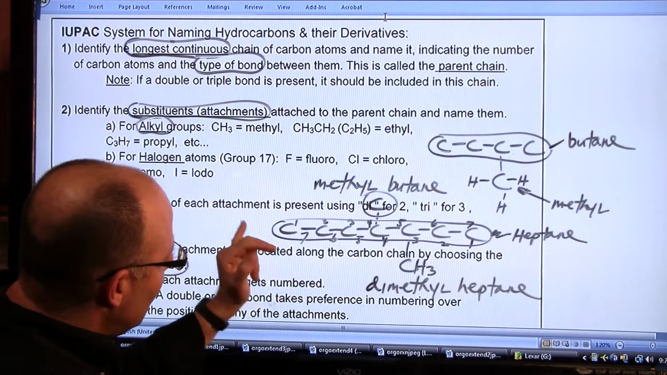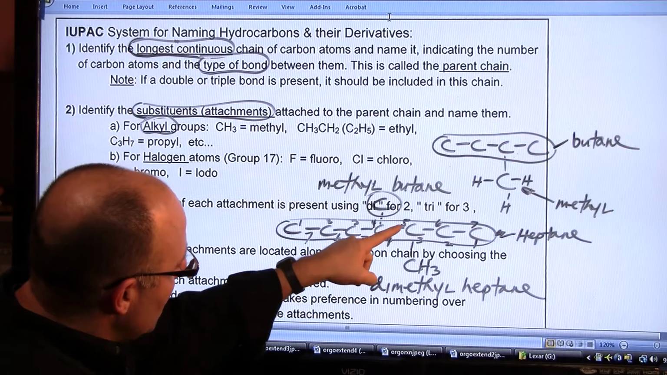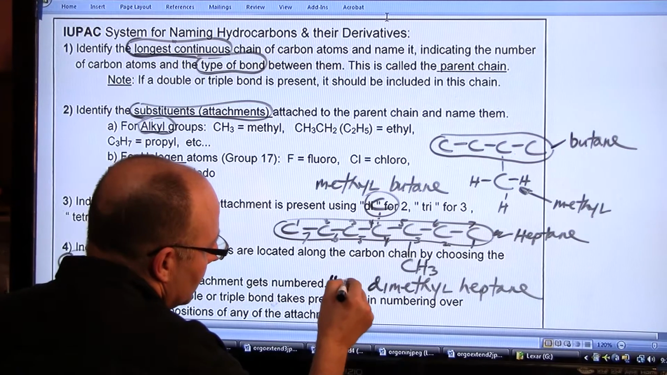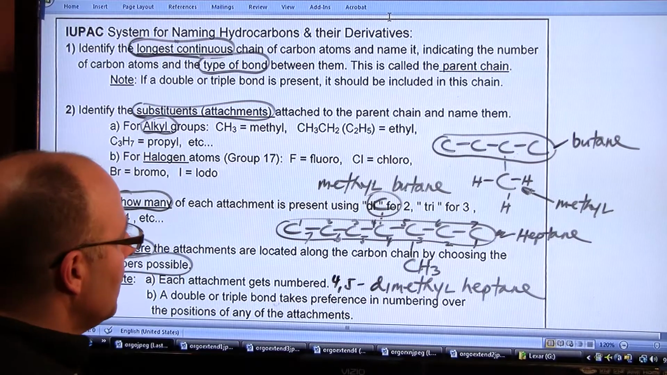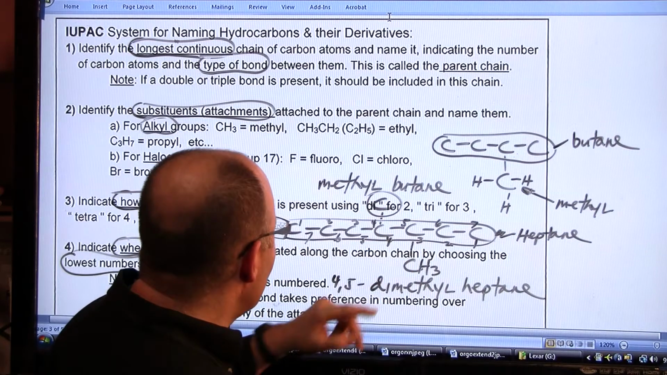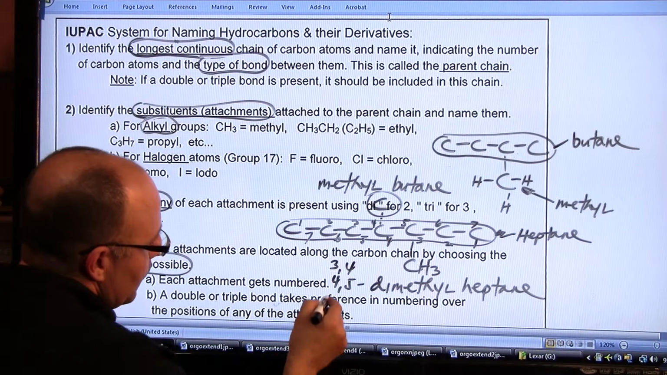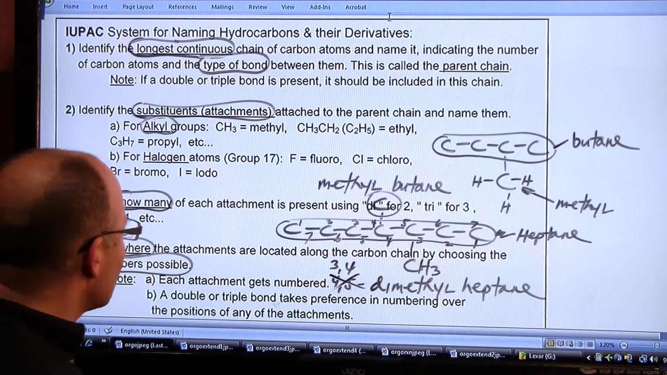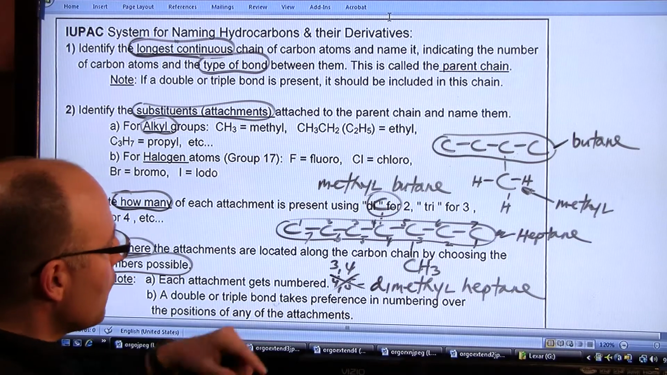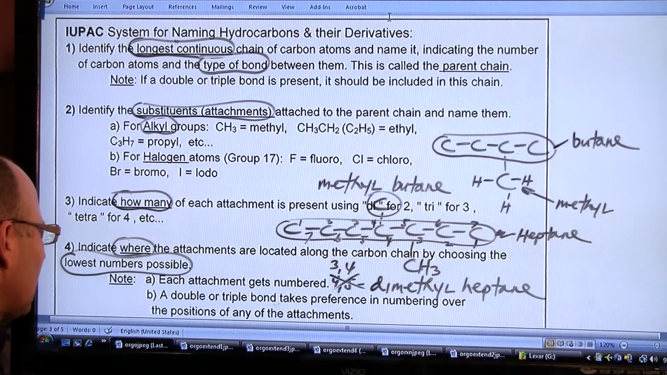In counting from left to right, the methyl groups would be on carbon 4 and carbon 5, so 4,5-dimethylheptane. But in the other direction, it would be 3,4-dimethyl. And since 3,4 adds up to less than 4,5, you have to choose the lowest number possible. And so the name of this compound correctly would be 3,4-dimethylheptane. But don't expect anything this complicated, all right?